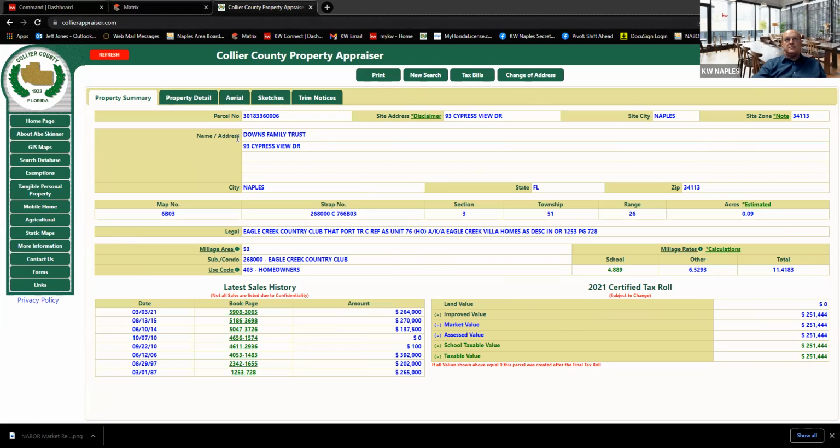This is in a trust, right? This is the legal description of the property. This tells me where it is. And this is the selling history of the property on the county records. Now, what happens when I click on this?